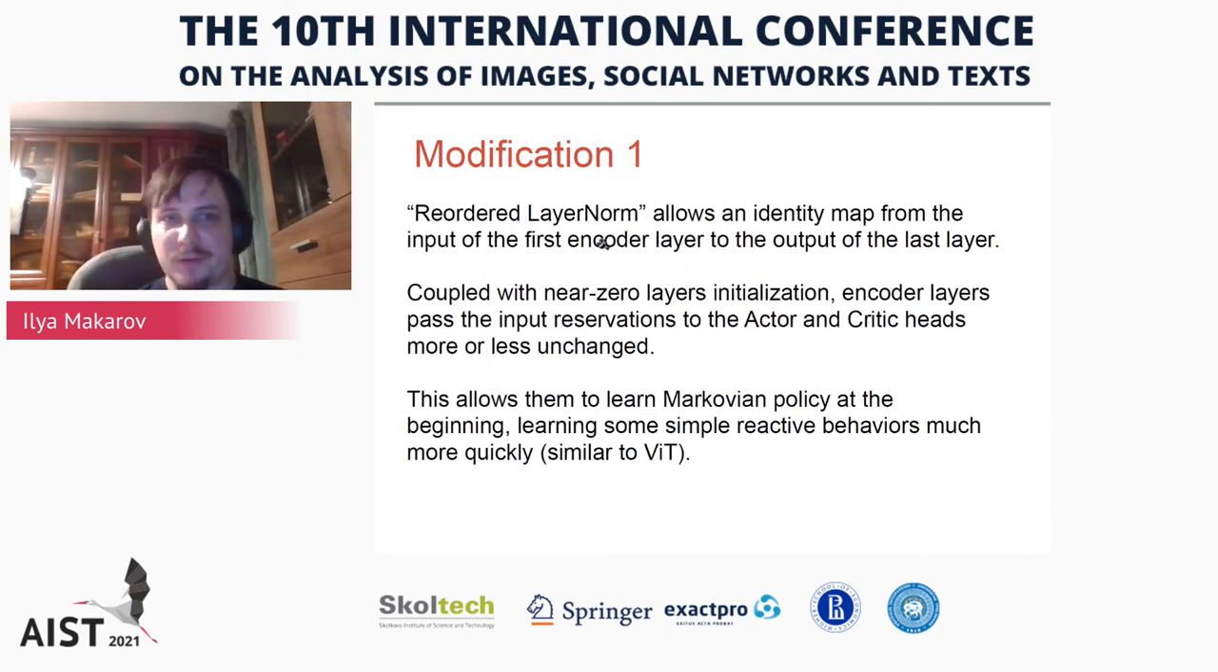So the first modification is basically the reordered layer norm, which allows an identity map from the input of the first encoder layer to the output of the last layer. So basically the idea is the following: we have near-zero layer normalization, which coupled with this reordered procedure allows the encoder to pass the input observation to the actor and critic heads, which are used in reinforcement learning agents. This information will be more or less unchanged by the model architecture in this case. And this trick allows the actor-critic to learn a Markovian policy at the beginning. So basically it learns simple reactive behaviors much more quickly, and it's quite similar to how it works in vision transformers as well.